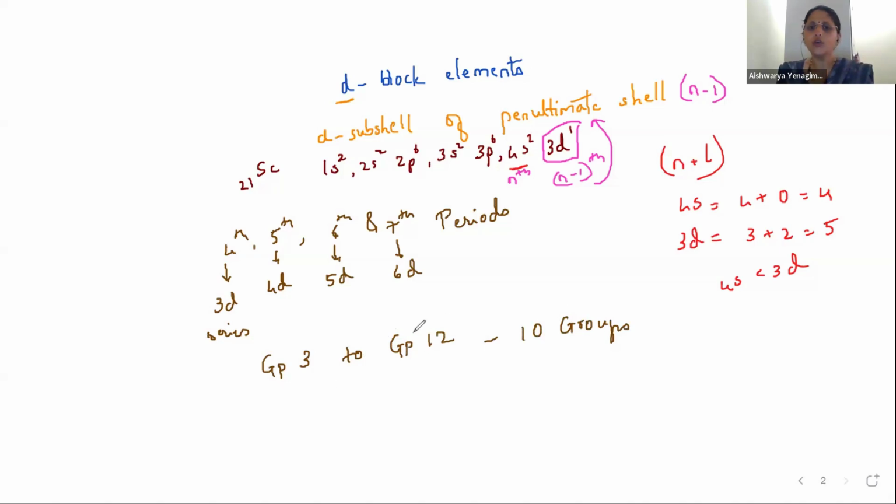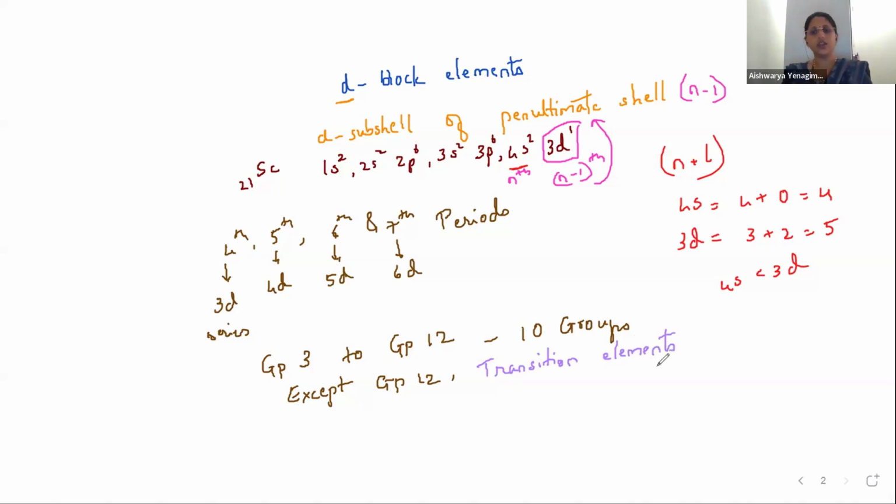So all the elements that come within group 3 to group 12, we call them D block elements. But when we talk about it, except group 12 elements, please make a point, except group 12 elements, D block elements are called transition elements.